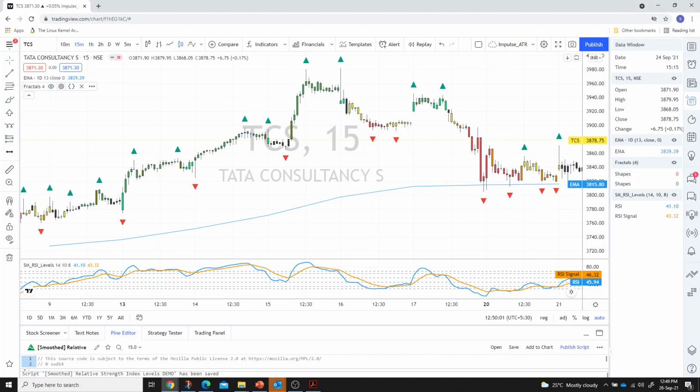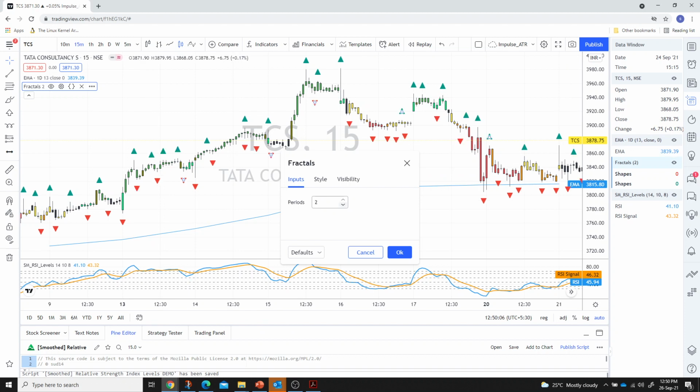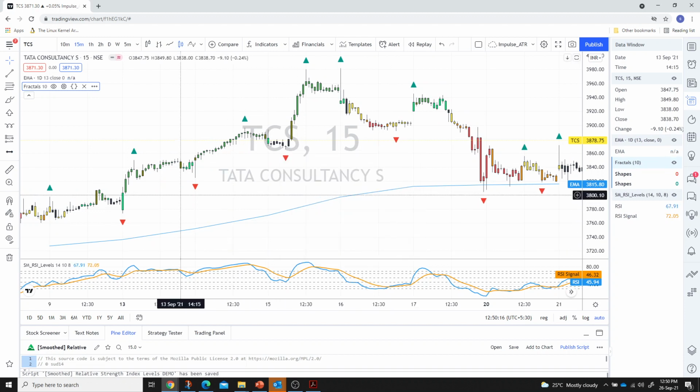The higher the shoulder, the fewer the fractals. Say there can't be one. One won't work, right? You need two shoulders. So you can say 2, then fractals increase. I can say 10 also, and these are long-term fractals. So 10 lower, only then one local high is shown as a fractal.